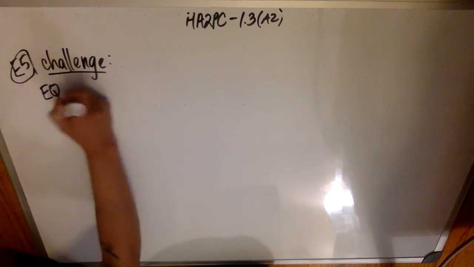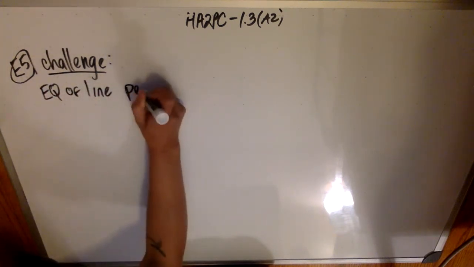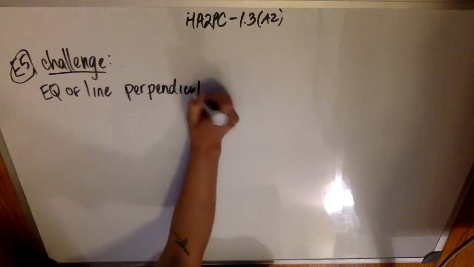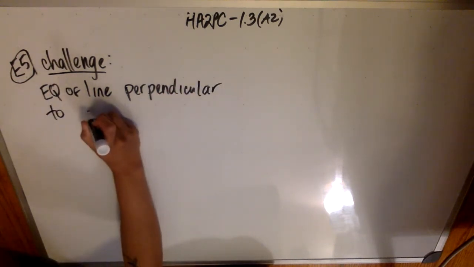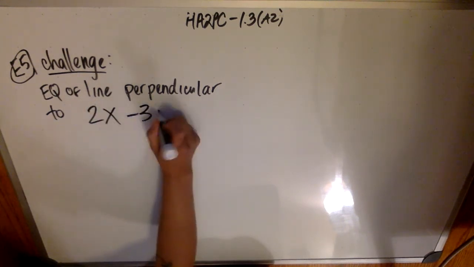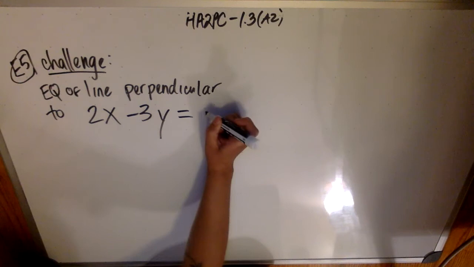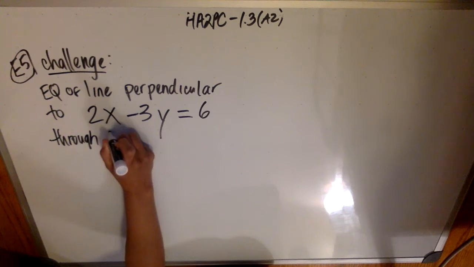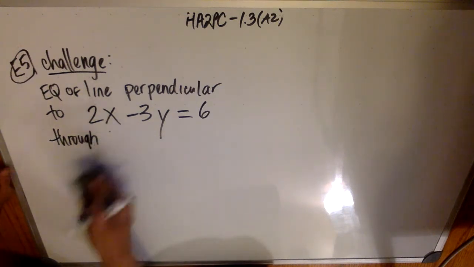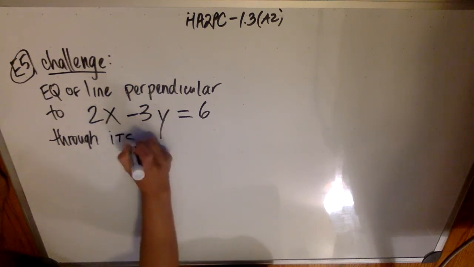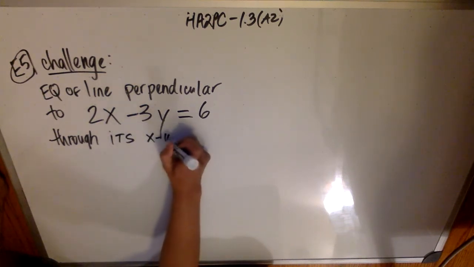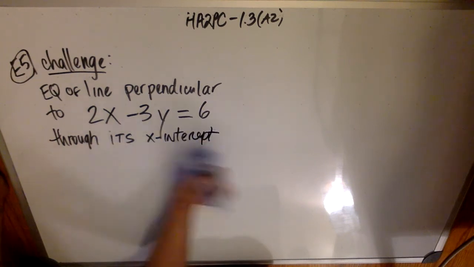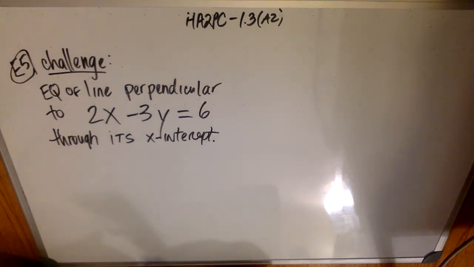So I want the equation of a line that is perpendicular to, let's do 2x minus 3y equals, let's do 6, and we're going to say through its x-intercept. So now, that's what makes this tricky, right? When you first look at this, you're like, oh, I don't have a point for this. I have a line. So let's parse this down and figure out the information that we have, right?